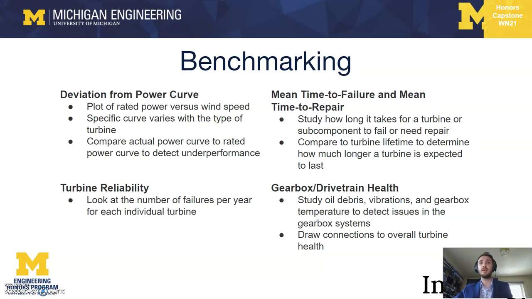The third is turbine reliability, which is a look at the number of failures per year for each individual turbine. And the last metric is gearbox and drivetrain health, which involves studying oil debris, vibrations, and gearbox temperature to detect issues with the gearbox systems. This can then be extrapolated to overall turbine health.